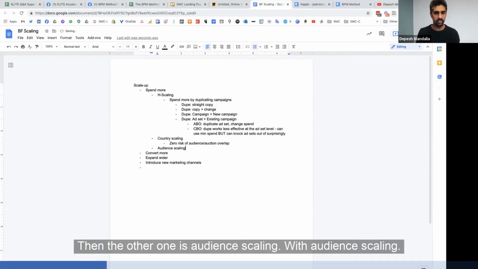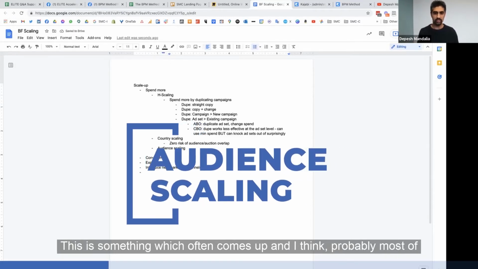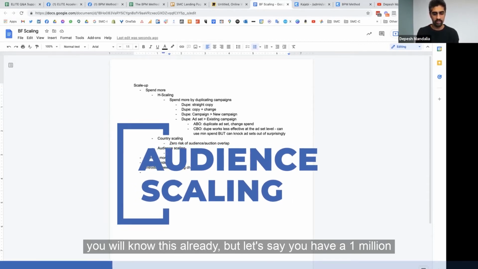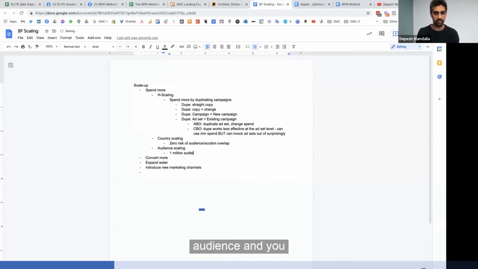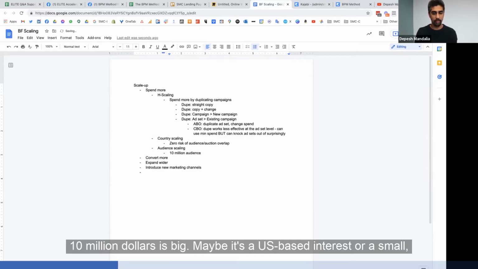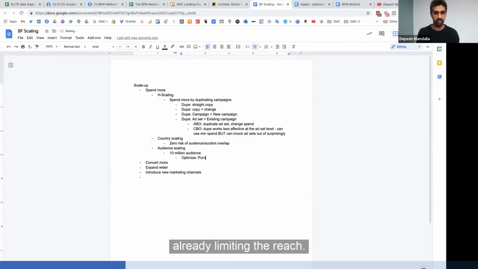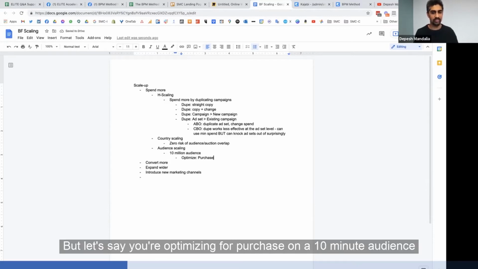Then the other one is audience scaling. With audience scaling, this is something which often comes up, and I think probably most of you will know this already, but let's say you have a 1 million audience and you look at that and say, hey, my audience is big. Let's just make it 10 million. Right, 10 million audience is big. Maybe it's a US-based interest or a small lookalike. The problem with that is when you optimize for purchase, you're already limiting the reach. It depends on the type of audience, but let's say you're optimizing for purchase on a 10 million audience and there are 500,000 people that Facebook recognizes as potential purchasers.